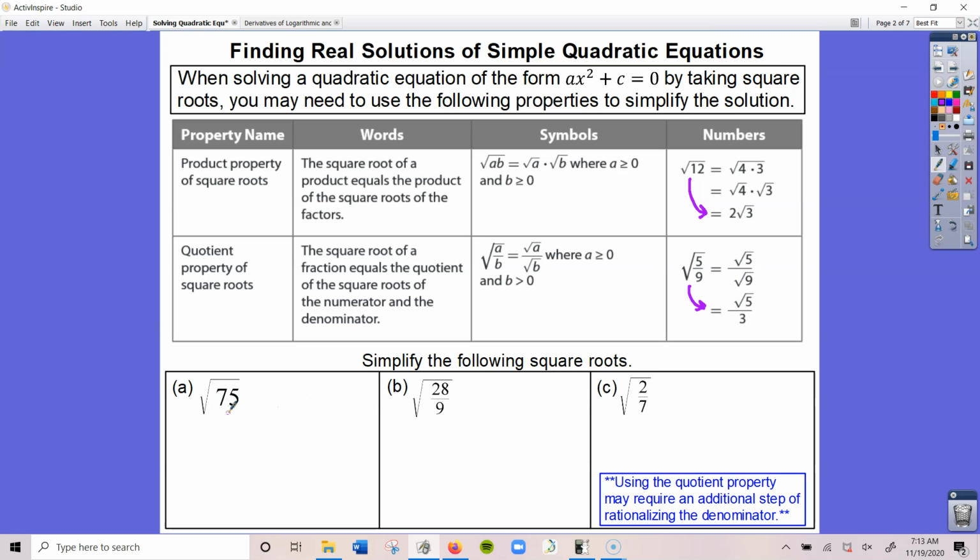For the square root of 75. Okay, this is just like the square root of 12 situation, where we break down into the numbers.